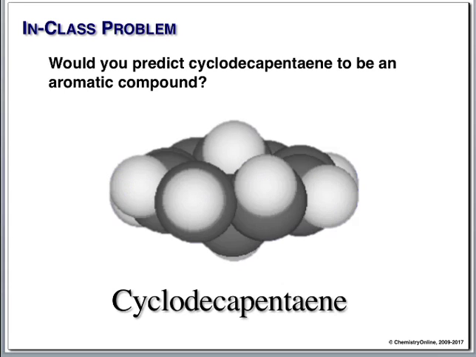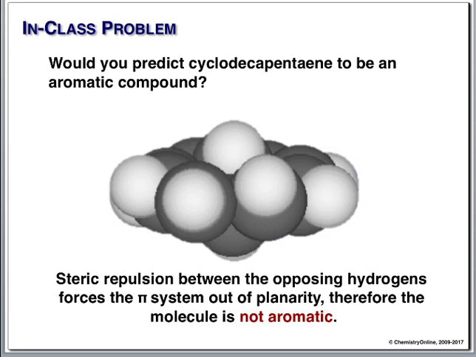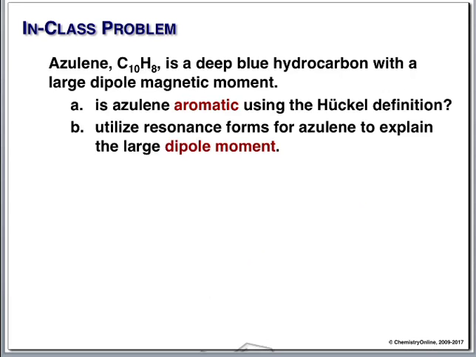Finally, let's look at azulene. C10H8. We have 2, 4, 6, 8, 10 pi electrons. Yes. It meets all the criteria for being aromatic. It's planar, it has the right number of electrons. The question here is, why is it blue? Benzene is not blue. Why is this blue?